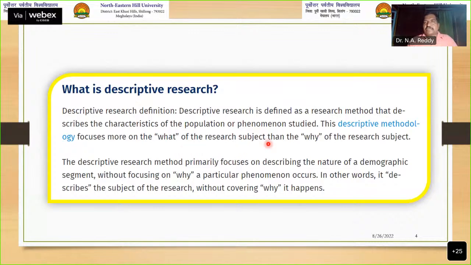So what of a research subject, rather than why of a research subject. If you want to know why, it is better to go for an interview, where you can ask semi-structured, structured or unstructured questions. The descriptive research method primarily focuses on describing the nature of a demographic segment without focusing on why a particular phenomenon occurs. We don't have the answer for why. In other words, it describes the subject of the research without covering why it happens.